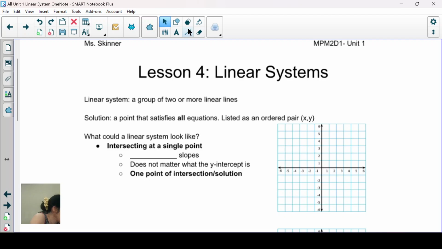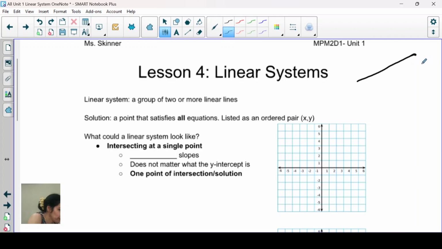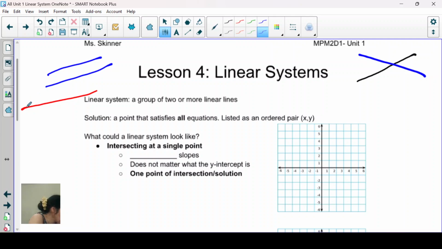A linear system is a group of two or more linear lines. So it means that if you have two lines, they can be like this. You have two different lines. It's a linear system. Or two lines can be parallel, or two lines can be called collinear. It means that you have one line and you have a second line exactly on top of the first line, like this. But they are a linear system.